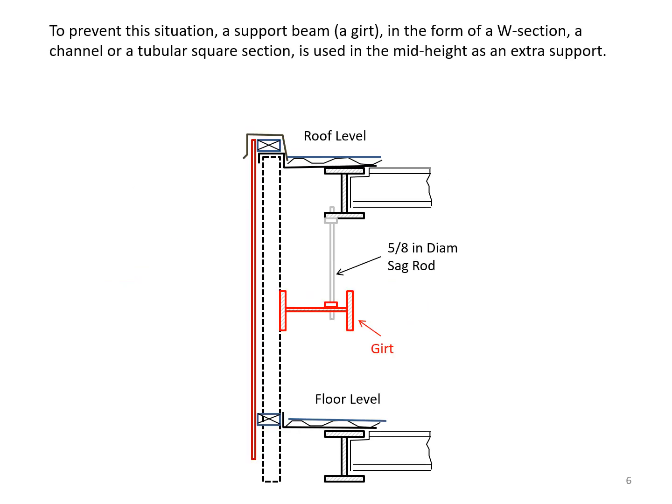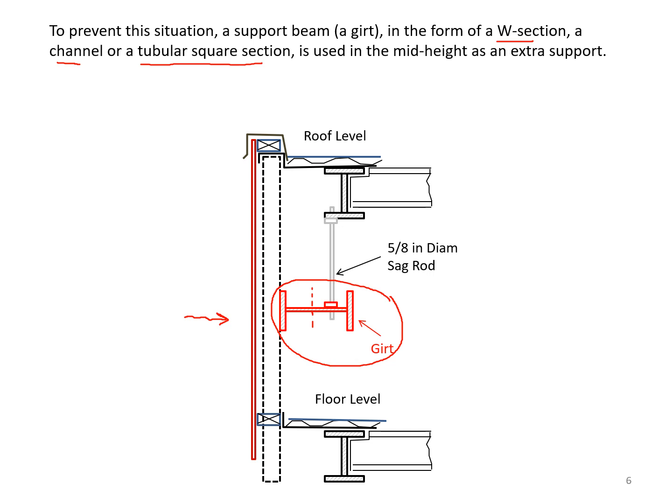To prevent this situation, a support beam, which is called the Girt, in the form of a W section, a channel, or a tubular square section is used in the mid-height as an extra support. As you can see in here, by providing this Girt, we have eliminated the deformation of the cladding. Also notice that we have in this special case used a W section with a strong axis in the vertical direction. This is because it is taking the wind loads coming horizontally.